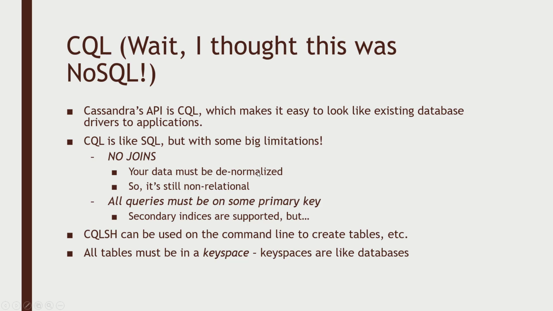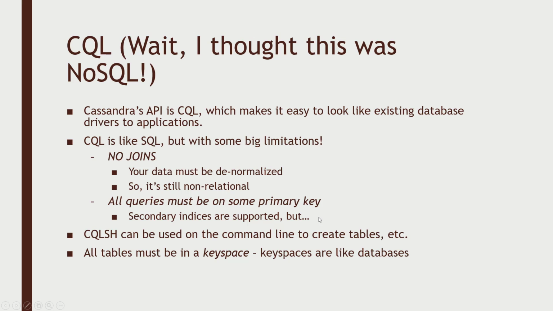Your data still must be denormalized. You can't do joins, so you can't do lookups between two tables. So still, it's a non-relational database. And your queries all have to be on some sort of primary key that you've defined on your table. Every table has to have a primary key, and that's how it figures out where data is stored on your Cassandra cluster. It does have support for secondary indices, but primary key is always going to be your best performance.